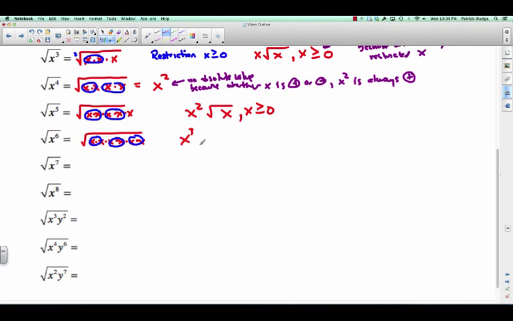Do we need absolute value signs here? Yes, you do. What if x was negative here? That would be okay, because when you raise it to the 6th power it becomes positive.